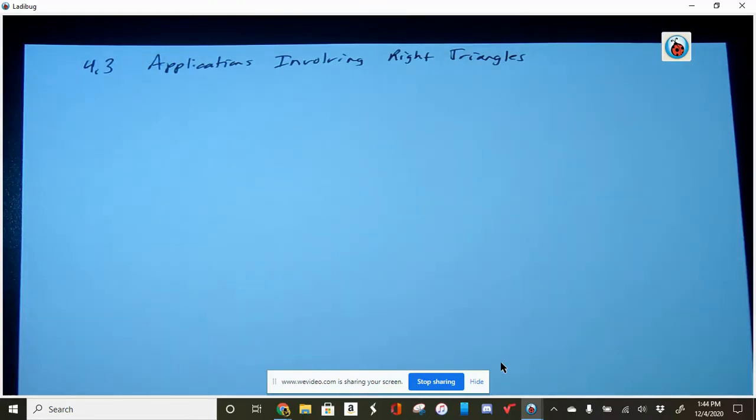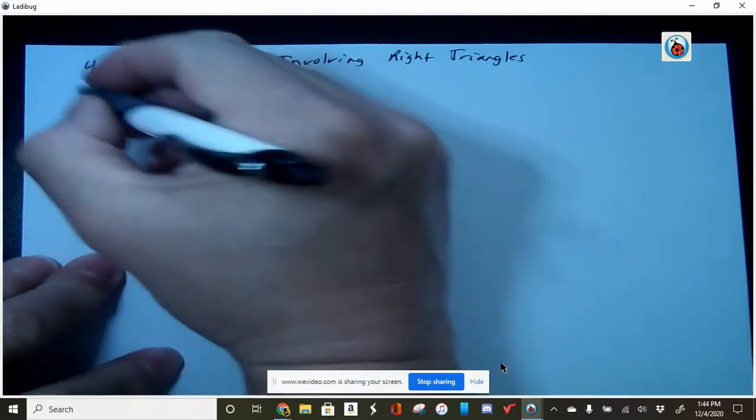Okay, so this is finishing up 4.3, the applications involving right triangles. So as promised, this is your Ed puzzle. Okay, so example number 7.